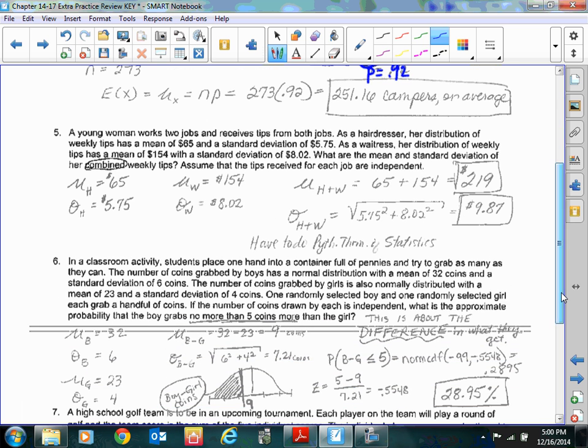Okay, 5 is about the rule for combining means. The means can just add like normal, but these standard deviations cannot add like normal. You have to do the Pythagorean theorem of statistics: this standard deviation squared plus this standard deviation squared, and then you take the square root.